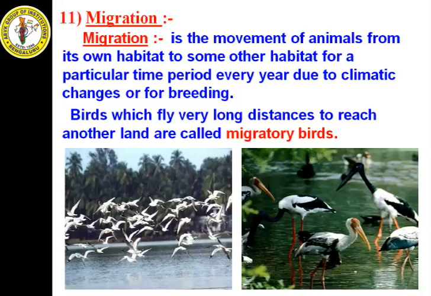For example, we have the Siberian crane. The Siberian crane is a bird which comes from Siberia to India, to Bharatpur in Rajasthan. So you can see Rajasthan, Bharatpur. There the birds will be migrating from Siberia. It can travel 15,000 kilometers. Understood? Yes, so that's an example of a migratory bird.